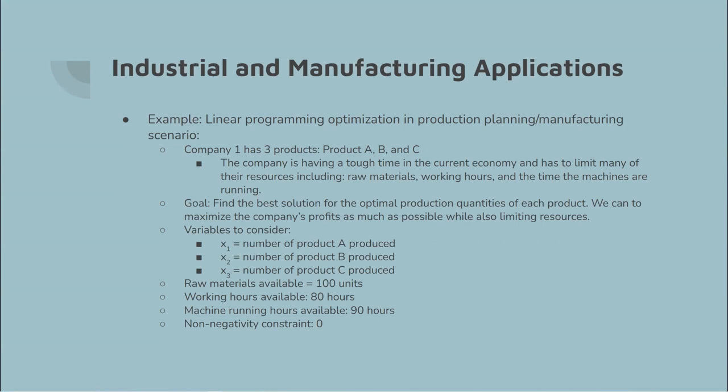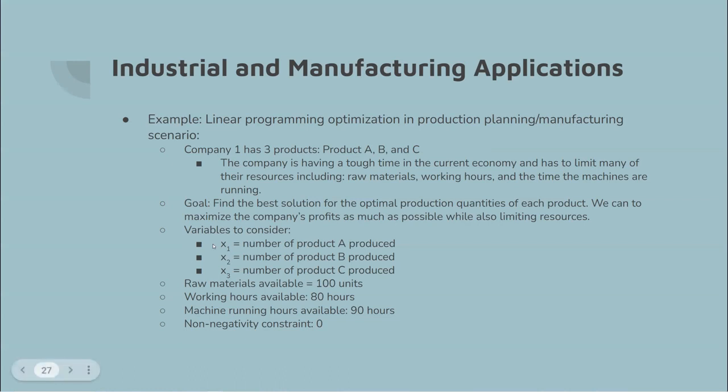Due to the current economy, company one is having a tough time and has to limit many of their resources. These resources are things like raw materials, working labor hours, and machinery use time, or how often the machines are running and being operated on. With these constraints, we want to find the best solution for the optimal production quantities of each product, but at the same time, we also want to make sure that the company's profits are maximized as much as possible.